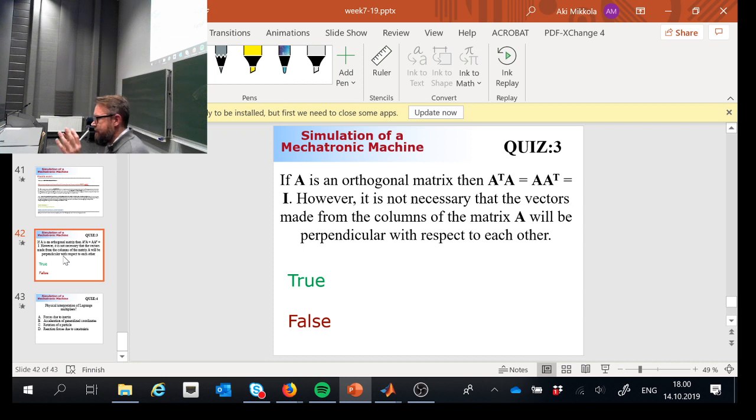So this perpendicular condition is everything in this orthogonality. Orthogonality means that the vectors will be perpendicular with respect to each other. That's what it is. But it's a tricky question, I have to admit that. It's not that simple. So you need to be careful and read it carefully. Then the next one.